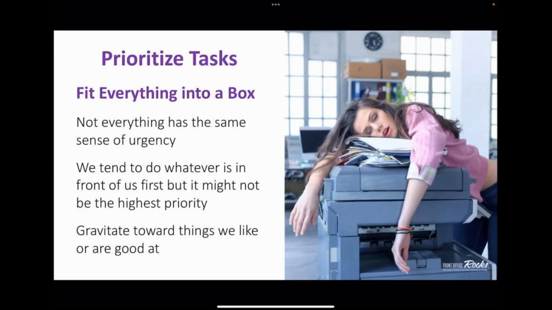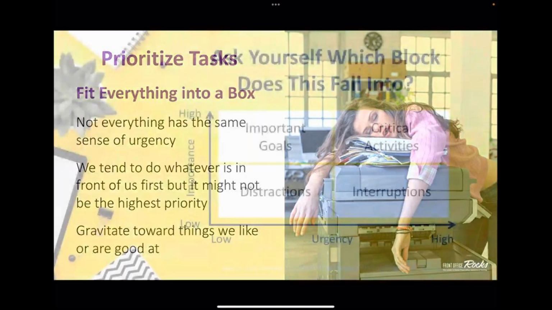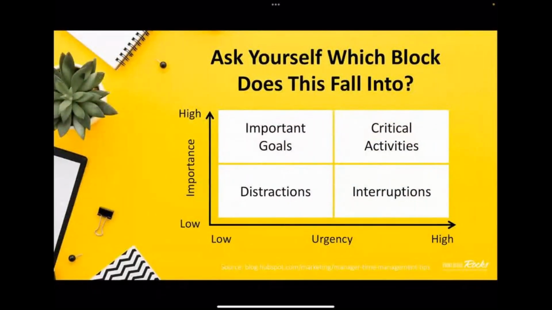Your day is out of control because we're not giving anything more importance than anything else, right? And we tend to gravitate towards the things that we like and we're good at, even though some of the other things may be more important. So when we look at where we're spending our time and what is important and not, they all fit into these categories. Is it high importance or low importance? Is it high urgency or low urgency?